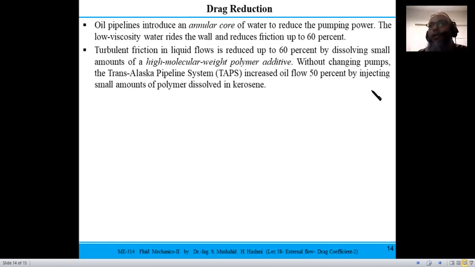Sometimes in liquid flows they dissolve some additives, like a high molecular weight polymer that is injected into the pipeline. This small amount of polymer actually reduces the friction by changing the viscosity quite a lot. So a lot of friction is reduced by adding those additives even in small quantity, and your power consumption is reduced even up to 60%.